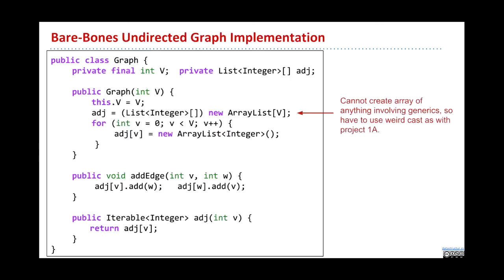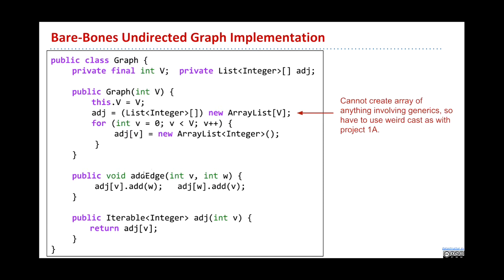Okay. Cool. What would it actually look like in code? Well, this is the graph implementation that Princeton provides, but I made it a little less weird. So in the constructor, we set V equal to whatever the V is that was passed in. We create an array of lists of integers. This is creating the array, and this is creating each of the lists.